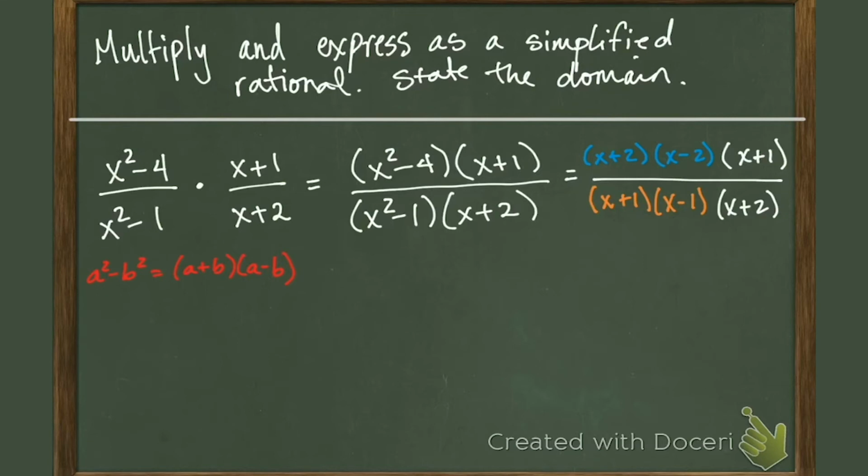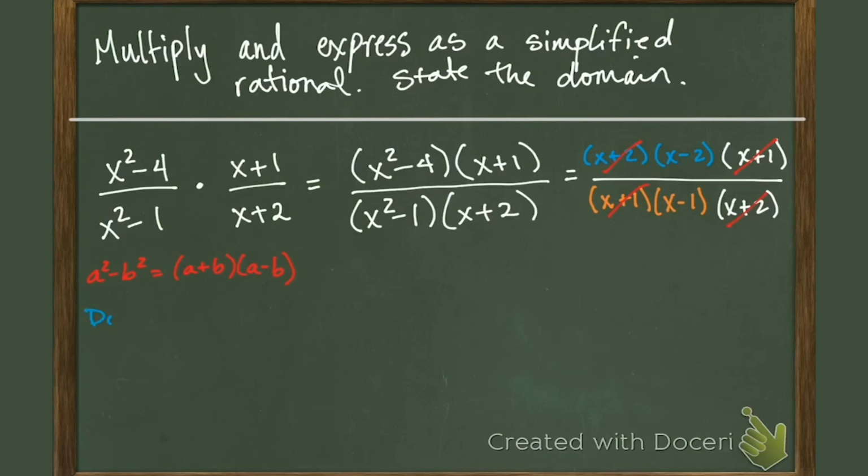Let's start seeing what can cancel out, because they can. Things can't cancel out here. It has to be the exact same on the top and the bottom. x plus 2 is gone. x plus 1 is gone. But before we get carried away writing out our answer, let's talk about this domain, because really all we have left is x minus 2 divided by x minus 1. Do not forget about the domain.